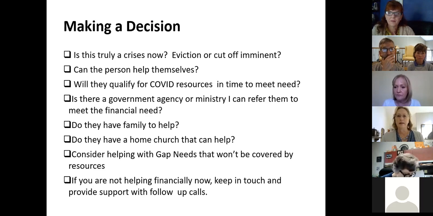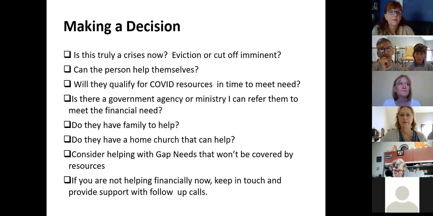So when you're making a decision about whether to help financially, you're looking at, is this a crisis now? Are they going to have their KUB cut off or be evicted? Well, they're not, but we've talked about how to support anyway because of the situation that we're in. Can the person help themselves? Will they qualify for COVID resources in time to meet needs? If they need gas, there are some things they're not going to have until these resources come in. Is there a government agency or ministry I can refer them to? So we're keeping you up to date on all of that.